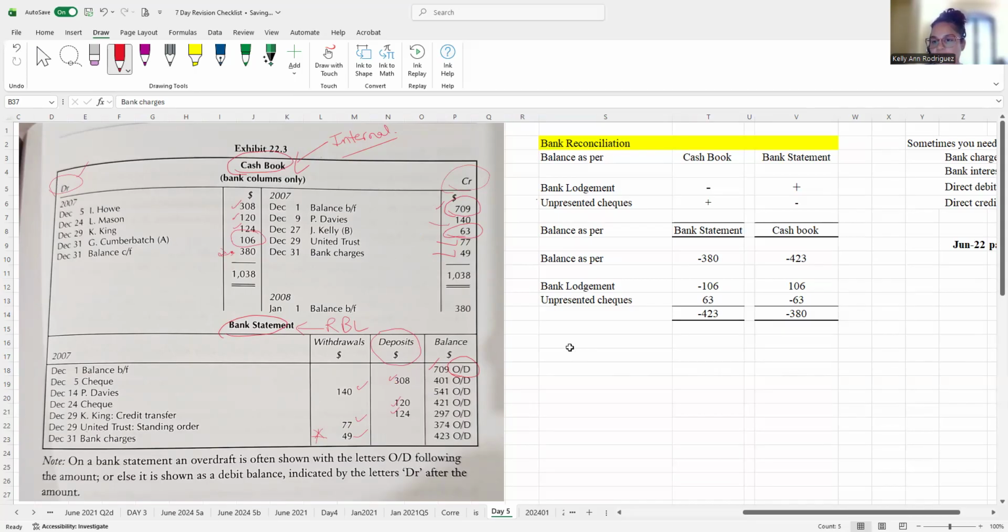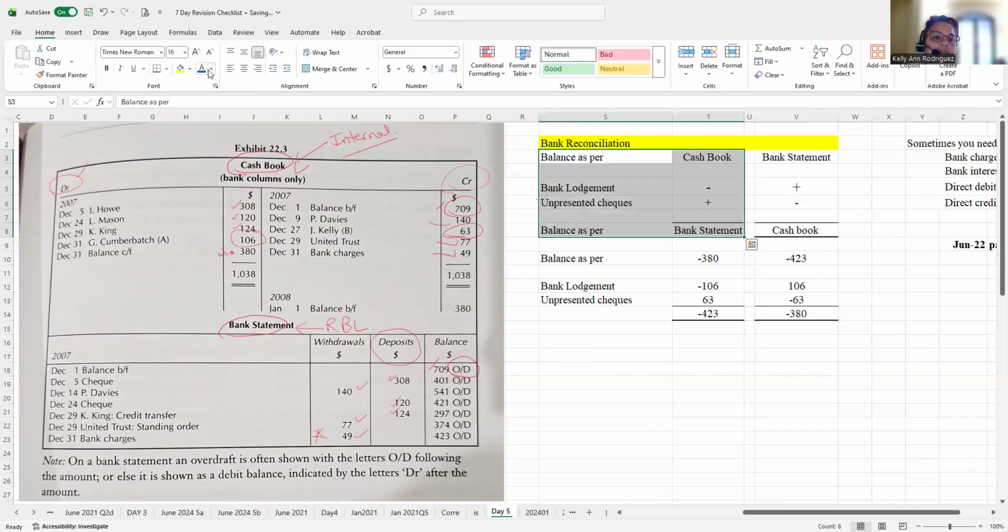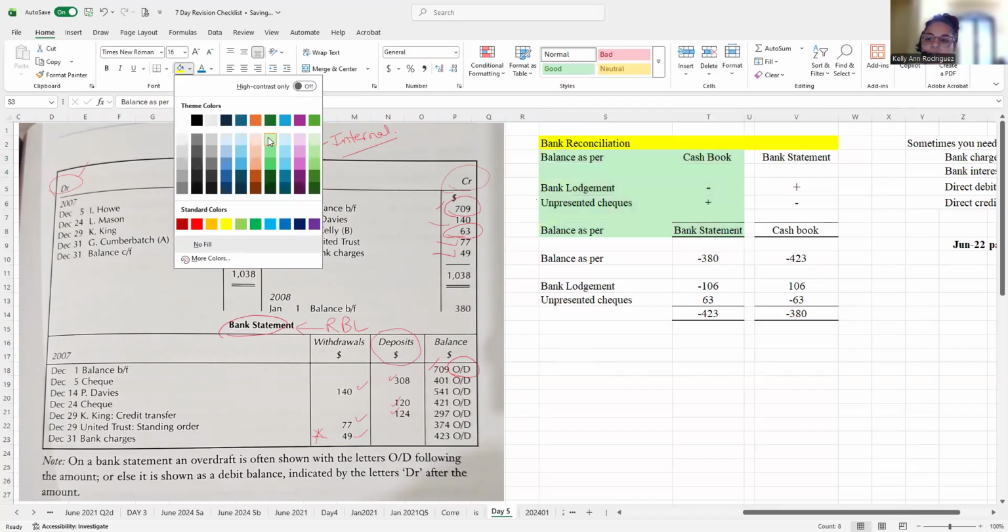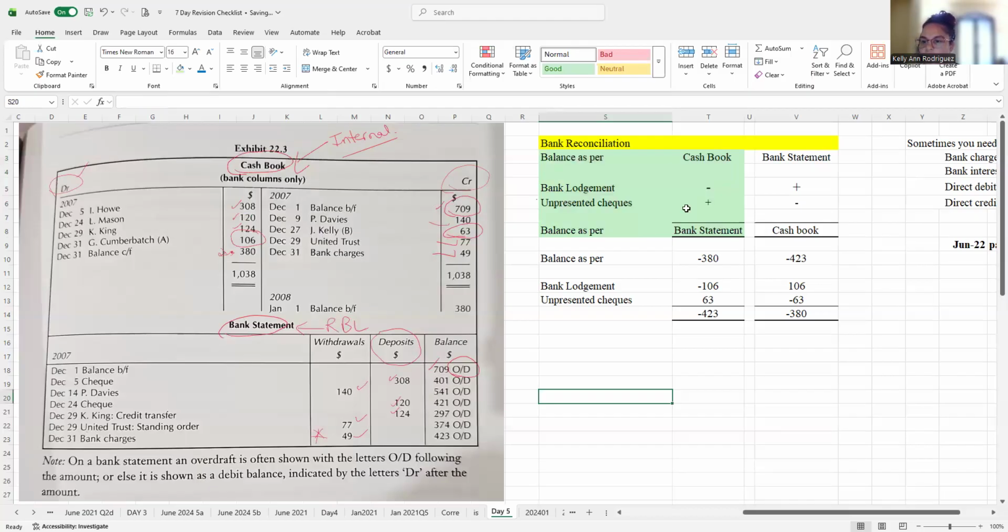How do we reconcile this? It's a simple format. And if you pay attention to my little writing on the side here, it is two different things I have here, right? So let's look at the cash book. Look at this on this end here first. So let's look at one end, right?